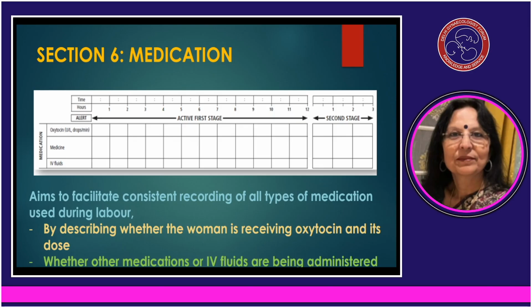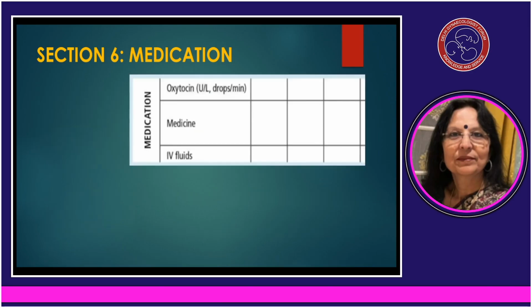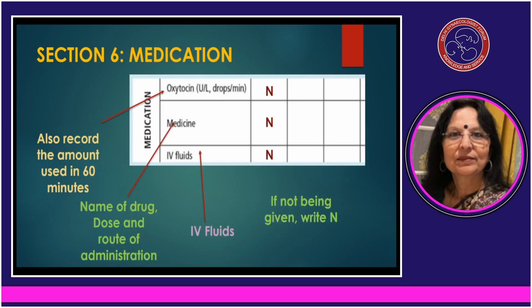Then we come to the medication. Next. Please just go on clicking. So oxytocin, if given, it will be plotted. If not, no. Please go back. Medicine, name of the drug, dose and route of administration will be written. IV fluids will be written. And if it is not being given, then you will write an N. Next.